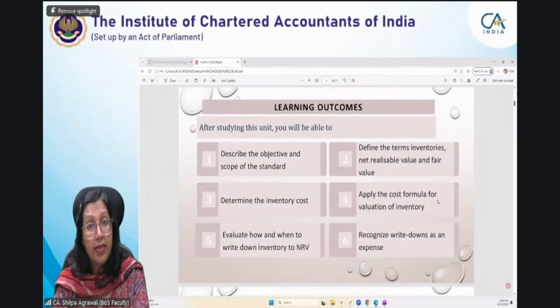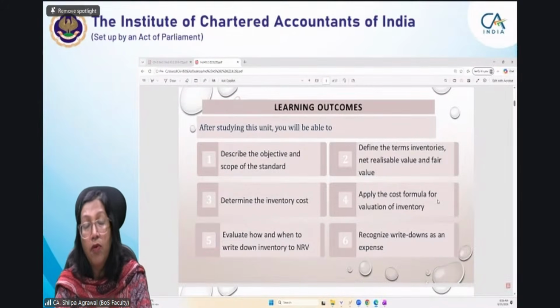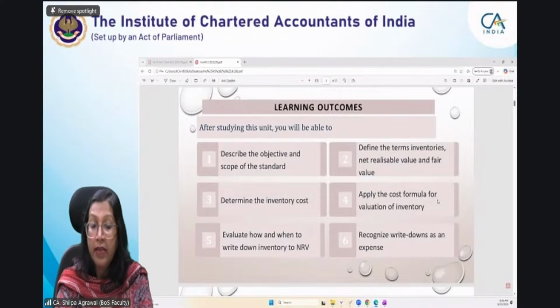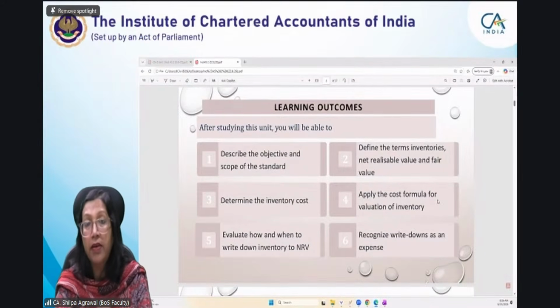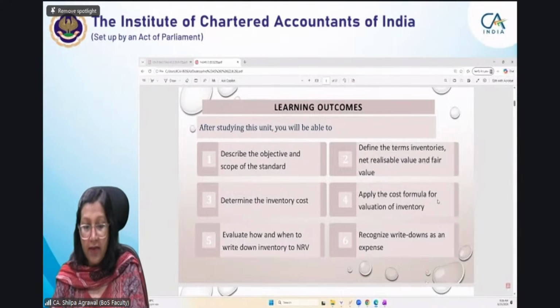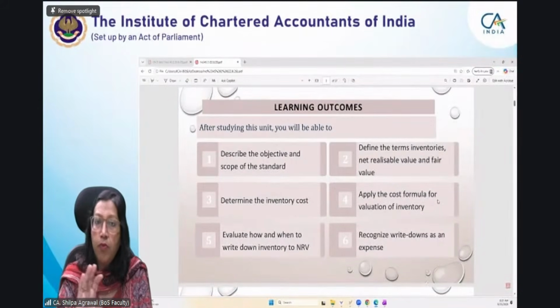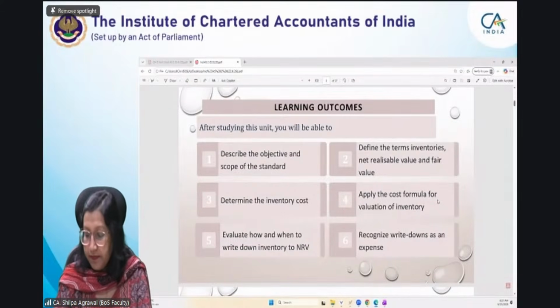As you all know, asset-based standards deal with recognition, measurement, presentation, and disclosure. So in this standard, we are first going to deal with the recognition part: what is inventory? Then the measurement part: how it is valued, how to determine the inventory cost, how to measure on the initial date and subsequently as well, and then how to present and disclose this. These are the four aspects in almost all asset-based standards, and they will be applicable for Ind AS 2 as well.